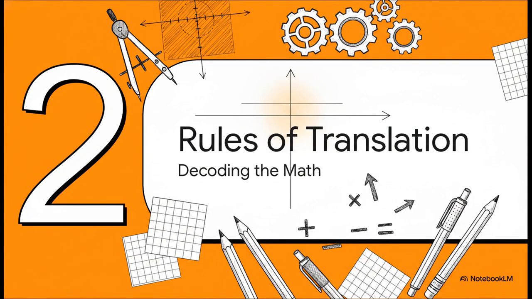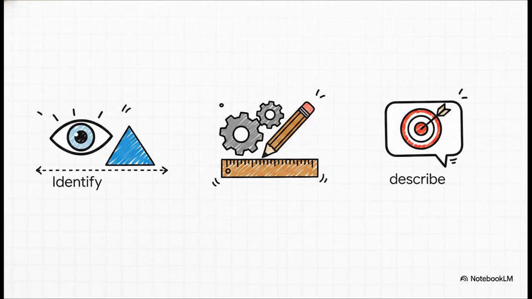Which brings us to Section 2, the rules of translation. Time to decode the math, so definitely get your pencils ready. All right, here is exactly what you are going to be fully empowered to do by the time we finish this explainer. You're going to be able to easily identify a translation on a graph, use specific algebraic rules to execute these slides, and then clearly describe those movements using both descriptive words and precise coordinates.